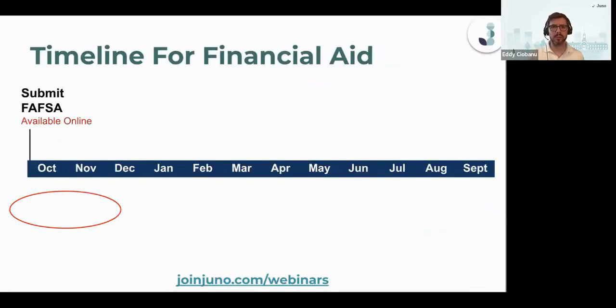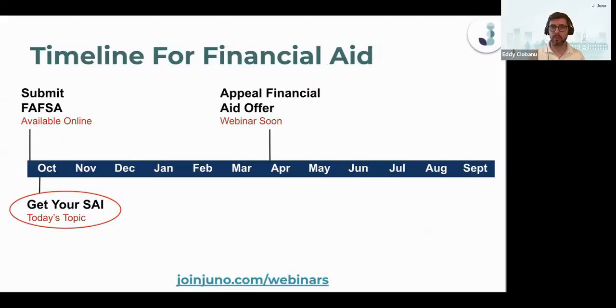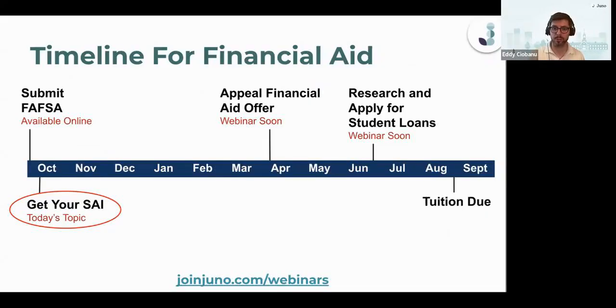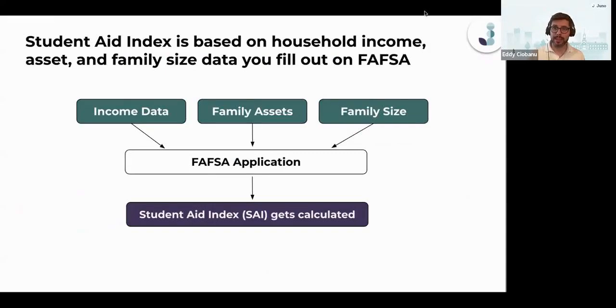But coming back into today, we'll talk about the Student Aid Index. Again, I mentioned our Appealing Financial Aid webinar is coming up later this week, as well as other opportunities for researching how to pay for college and also federal student loan changes. The Student Aid Index is based on a few different factors. It includes income data, asset information, both from the student and the parents, and then also family size. That has a pretty significant factor on the SAI calculations. All of that is compiled within the FAFSA application.